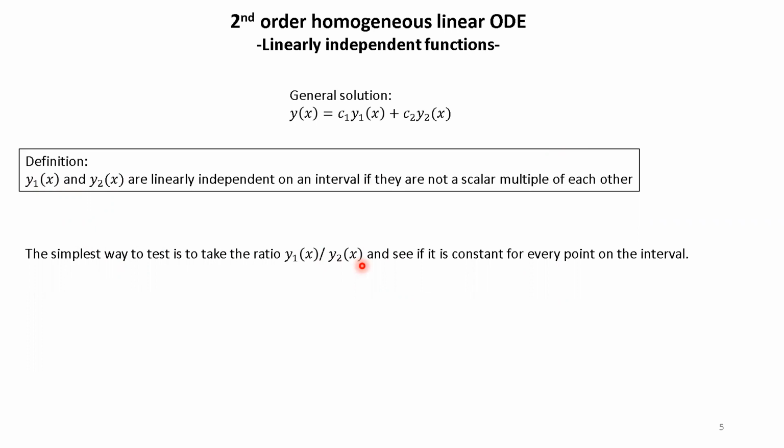If I give you 5x and 3x, you divide 5x by 3x, you get 5 divided by 3, which is just a constant, over any point on the x interval. If I give you sine 3x and also 3 times sine 3x, again you take the ratio, you just get a simple 3. So that's the meaning of linearly dependent functions.